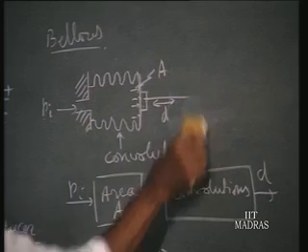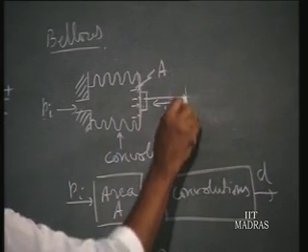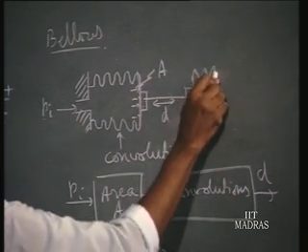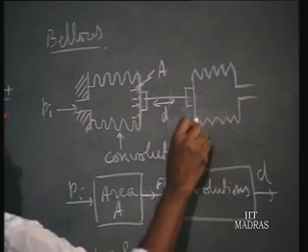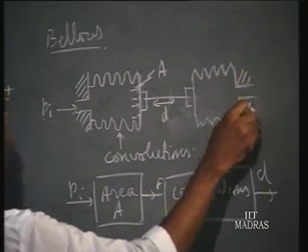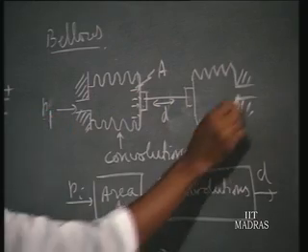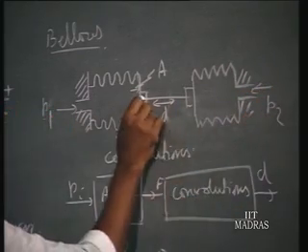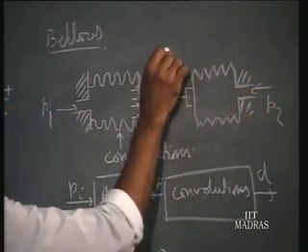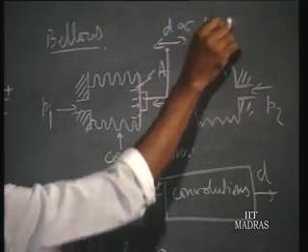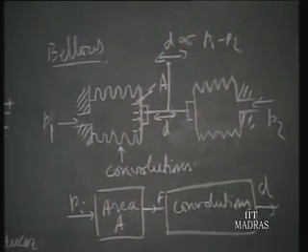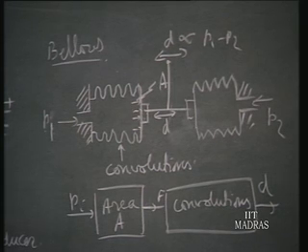Two different pressures can be given. The same arrangement is used here with convolutions, and you allow the pressures to act there. If this one is P1, you can allow P2 here, and connect both of them by a rod. The rod will move, and this displacement D is proportional to P1 minus P2. So bellows can be arranged in different ways to measure absolute pressure, gauge pressure or differential pressure.